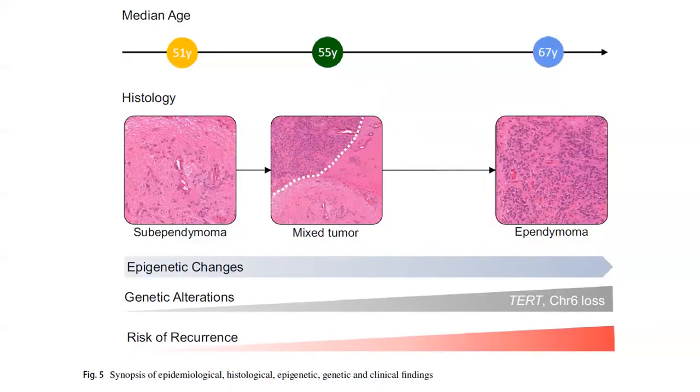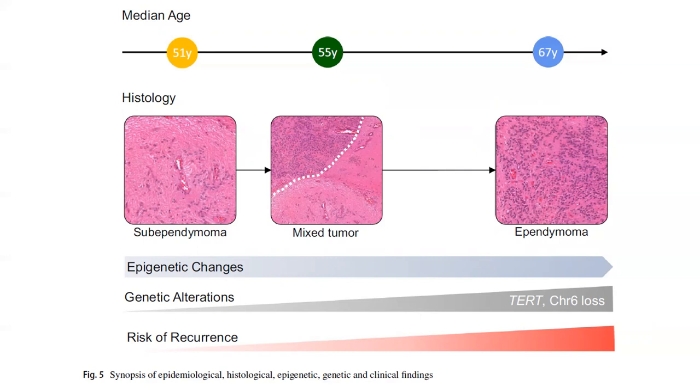Look at the median age. Of those tumors that were pure subependymoma, they tend to be about 50 years old. The mixed, all of the unequivocal mixed tumors, roughly 55, that was the average of this particular study. And the tumors that were pure ependymoma, but with the DNA methylation profiling signature of mixed, 67 years old. So it appears to be an evolution.